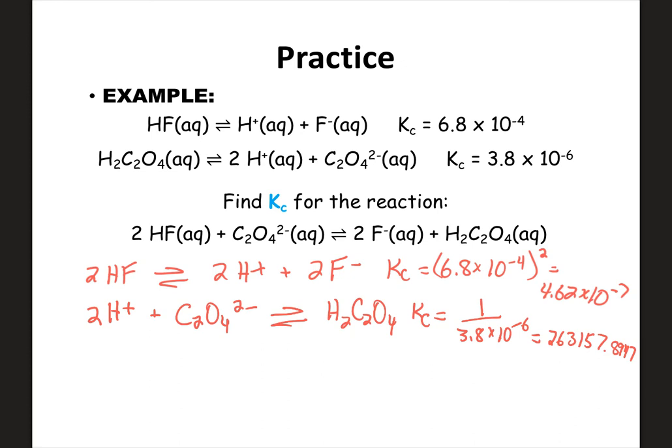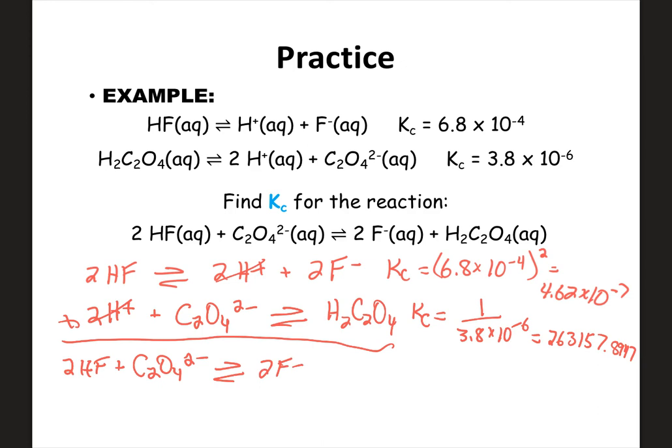So let's confirm that these now do add up here to my target equation. Okay, so remember, anything on opposite sides of the arrows in different steps would cancel, so the H pluses are gone. It looks like nothing else can cancel, so when I write what's left, I have 2HF plus the C2O4 2 minus in equilibrium with the 2F minus plus the H2C2O4. So I got the target equation.